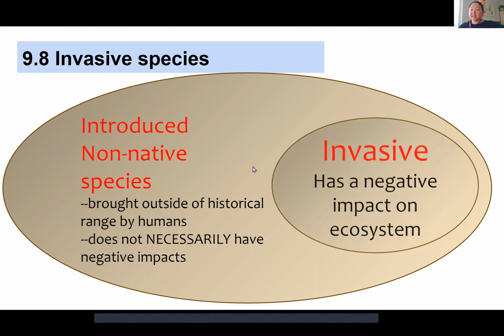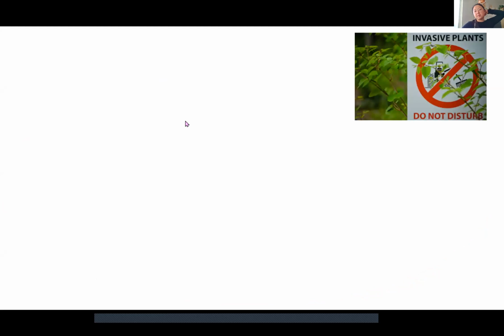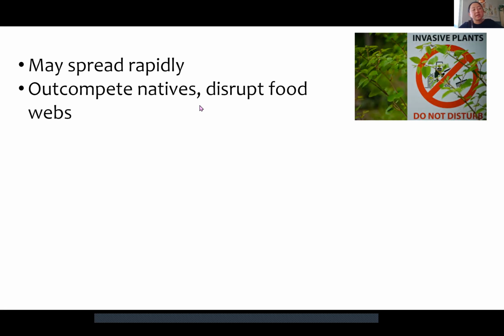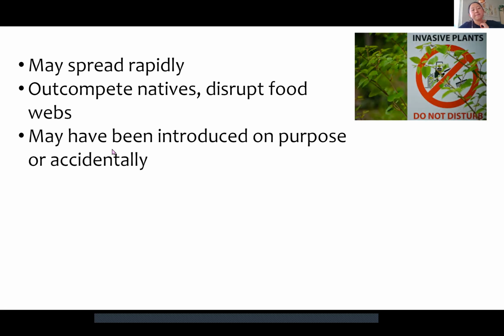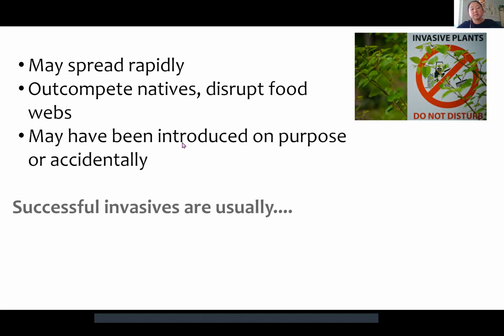However, invasive inherently means there's a negative impact. The species has a negative impact on the environment, on its ecosystem. Some examples: invasive species oftentimes spread rapidly and also outcompete natives and disrupt the food web. So they oftentimes take up a lot of resources and leave fewer resources for the native species. They're introduced purposefully or accidentally, both happen.